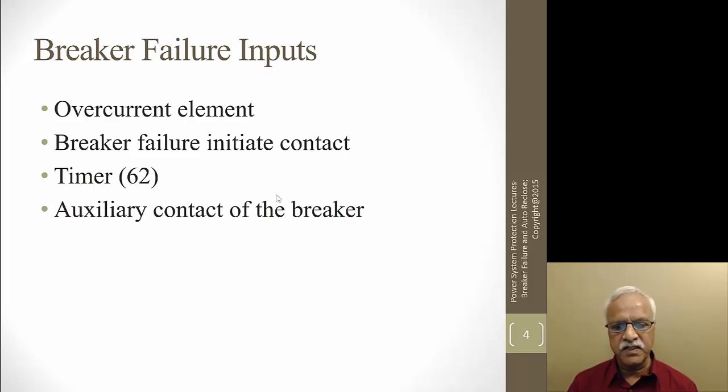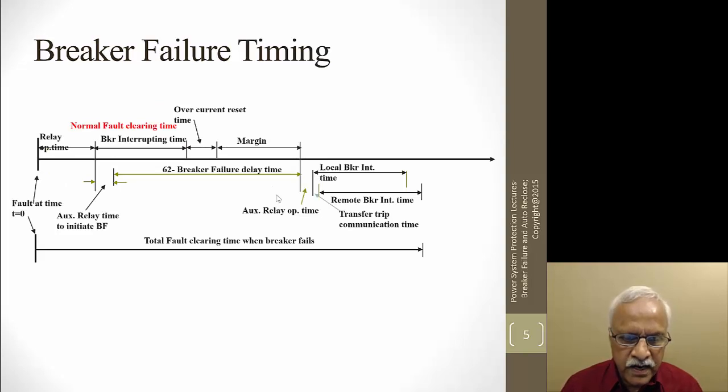Sometimes the current may not be sufficient, so we use the auxiliary contact of the breaker as a part of this breaker failure protection input. So if you look at it, if the fault occurs at time t equals 0, the relay operates, and it takes 1 to 2 cycles here. And then the breaker takes about 2 to 3 cycles.